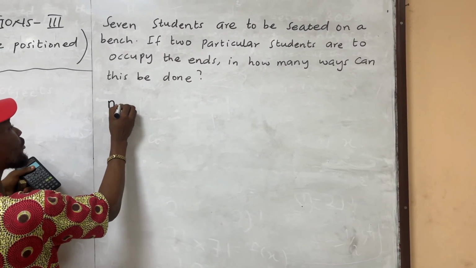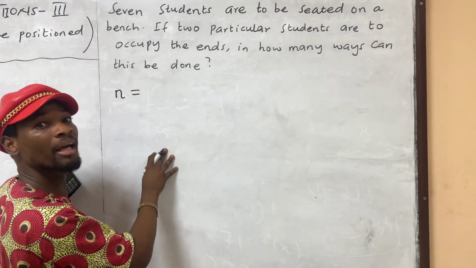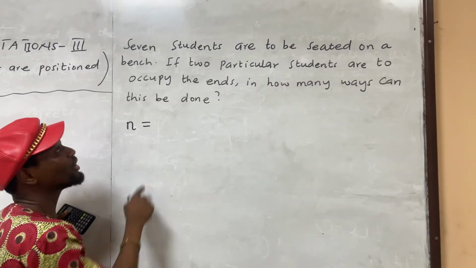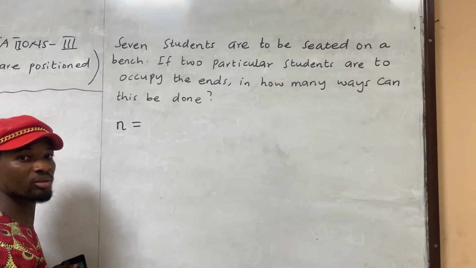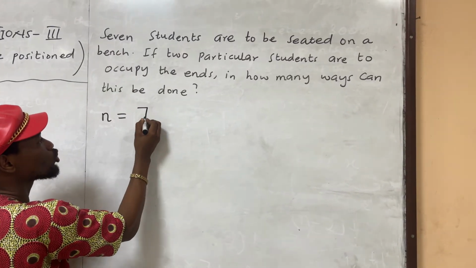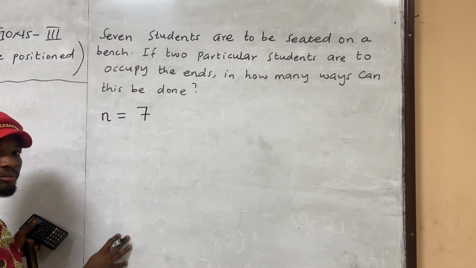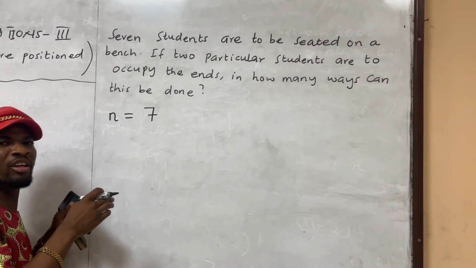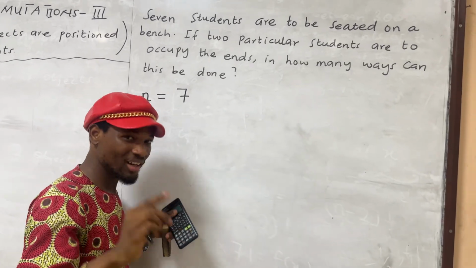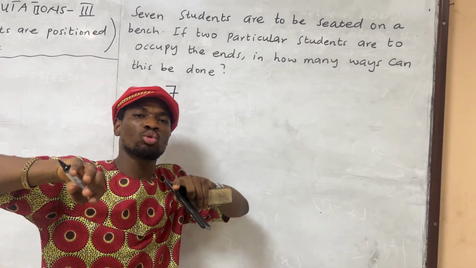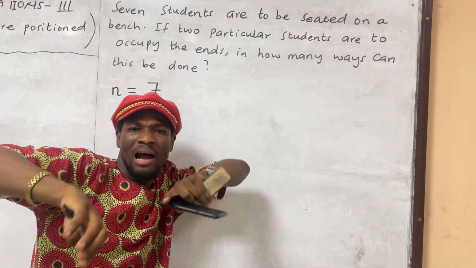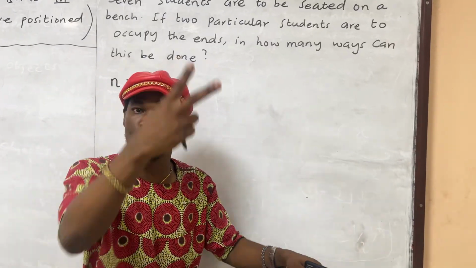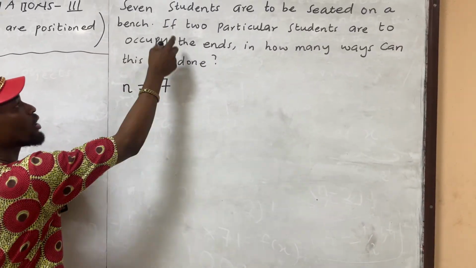So we need to look out for the total number of items or objects. Here we are considering students as our objects or items, which is equal to 7. So 7 is the total number of students to be seated. Now, how many particular students do we want to occupy or sit at the ends of the bench? There are 2, right?